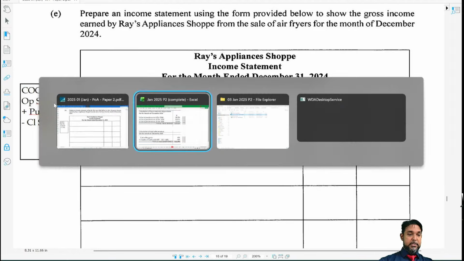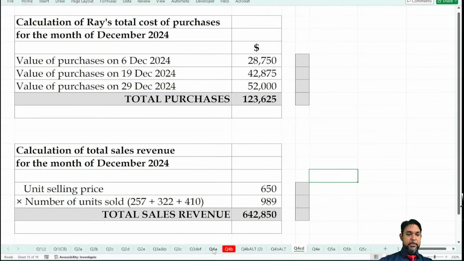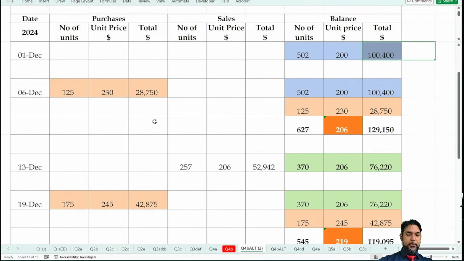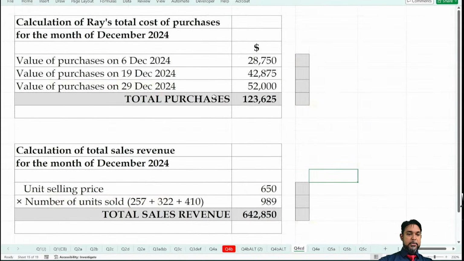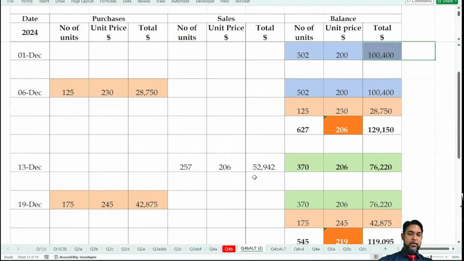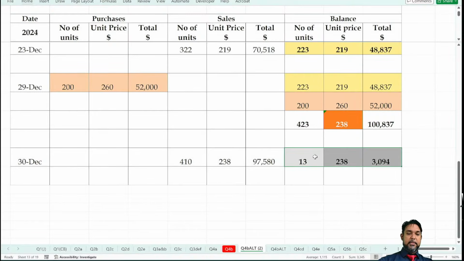Right? So we have the opening stock, right? They gave us that information. Right? We have the opening stock in the blue, right? We also have total purchases, we have total sales, and we actually do have closing stock. Where? Right at the bottom here in the gray, right? This balance here was the final balance in the balance column, which is the stock at the end of December. You have 13 units left at 238 each, giving us a value of 3,094.